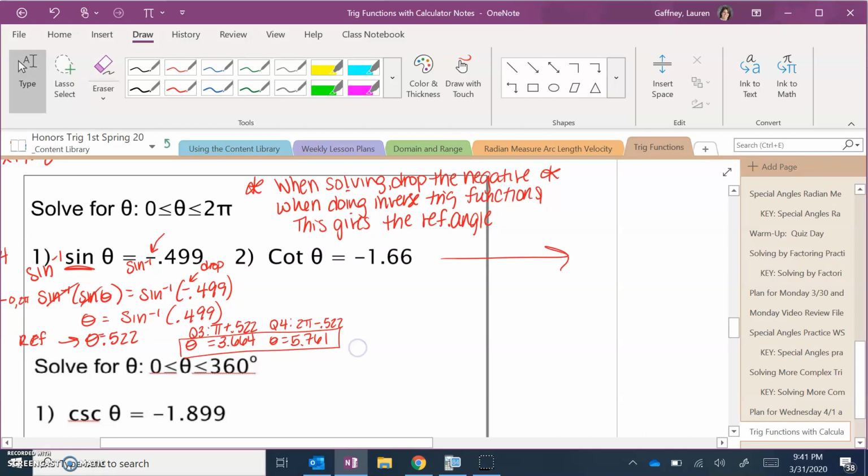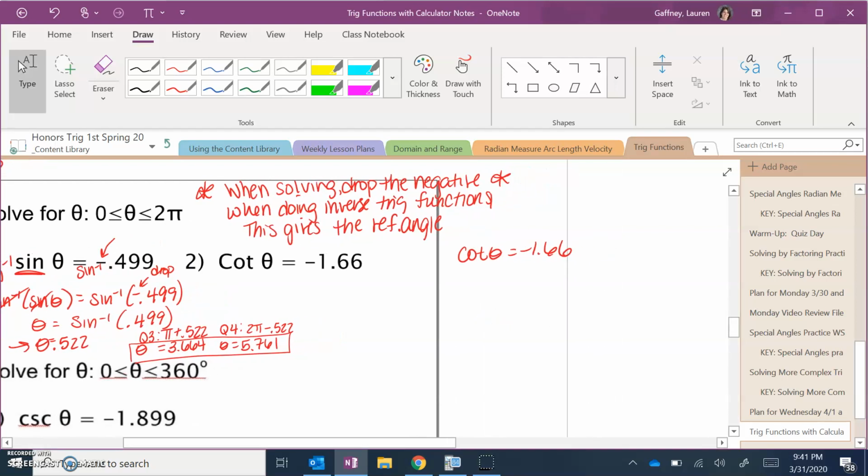Okay, so let's try this cotan one. So cotan theta equals negative 1.66. Now, if you notice, we only had sine inverse, tan inverse, cosine inverse. So if you think about this, and now this is the part where you've got to be careful. Cotan is the reciprocal of tan. So the reciprocal of tan, if we take the reciprocal of this, would be 1 over negative 1.66. The side lengths flip, right? If you think about cotan, it's adjacent over opposite, so throw that guy over 1. So now let's make it opposite over adjacent. So we just flipped them.